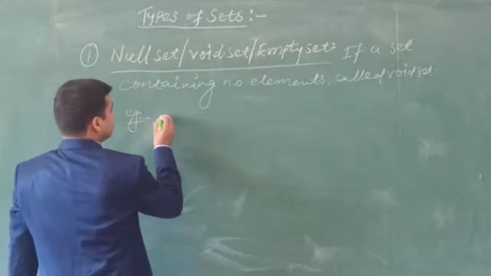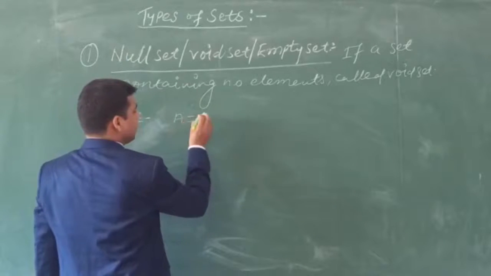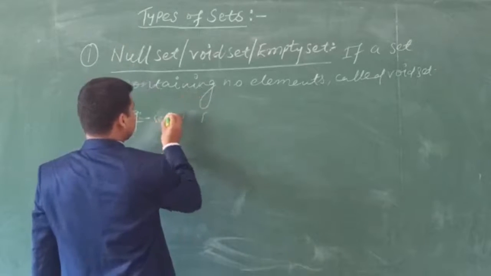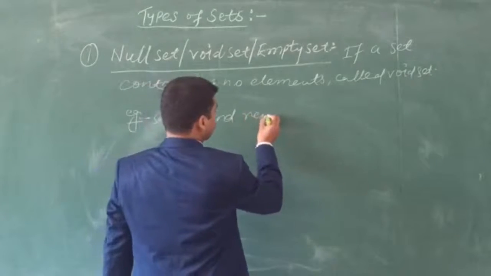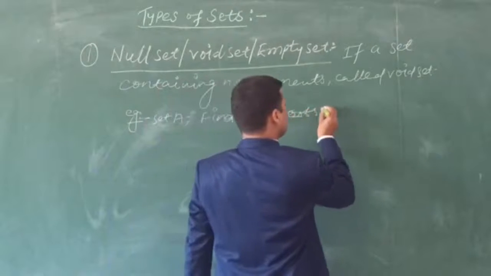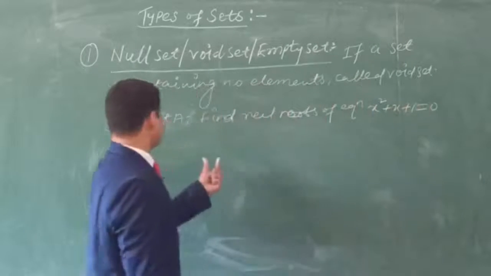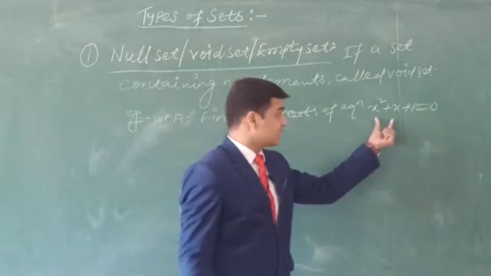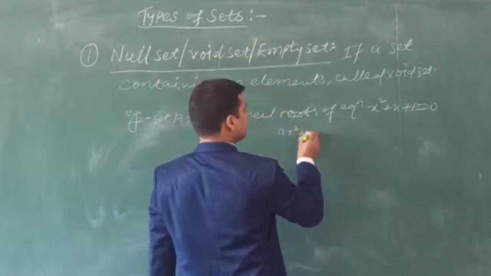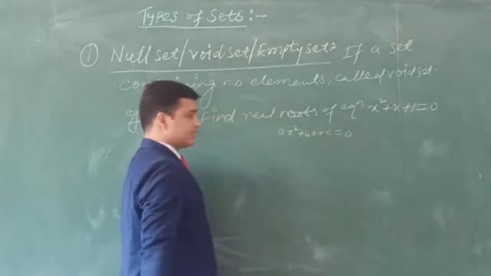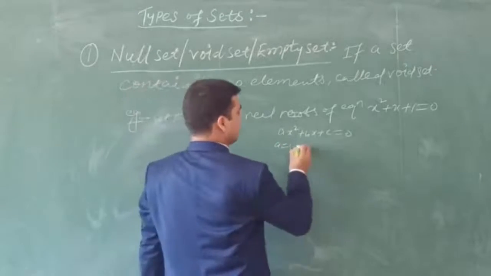For example, I am taking set A. We need to find set A, which is the real roots of the equation x square plus x plus 1 equals to 0. Now we know that this is a quadratic equation. We can compare with ax square plus bx plus c equals to 0. If you compare the coefficients, you will get a equals to 1, b equals to 1 and c equals to 1.